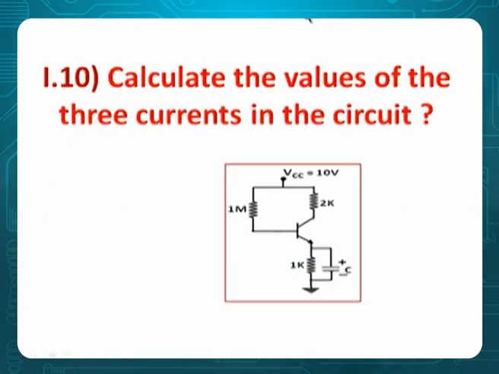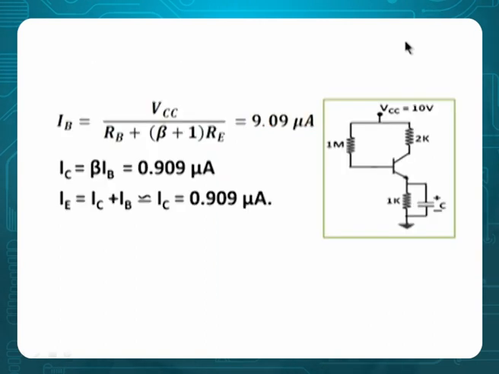And last problem, calculate the values of the 3 currents in the circuit. 3 currents means IB, IC and IE. It's a very simple one. So here you can say VCC minus 1 mega into (IC plus IB) into 1 kilo, VBE. Then VCC minus IC into 2 kilo minus VCE minus (IC plus IB) into RE. The point is, he is not asking for VCE. Simply what you can do is apply input KVL and solve for IB. Once IB comes, IC comes, and IE is approximately IC there.